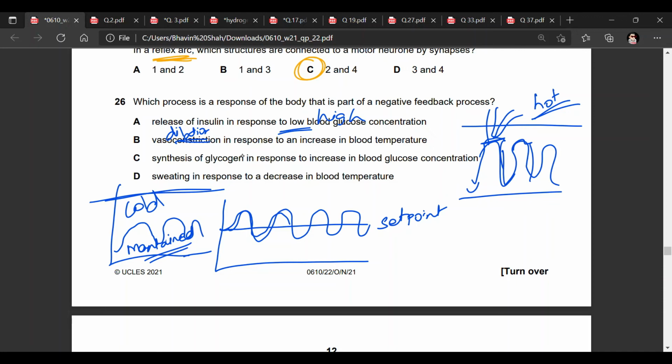Okay, so what are the adaptive features of the xerophytes? As we just saw, the xerophyte is something of the cacti family. Their leaves have a thick cuticle, is your answer.